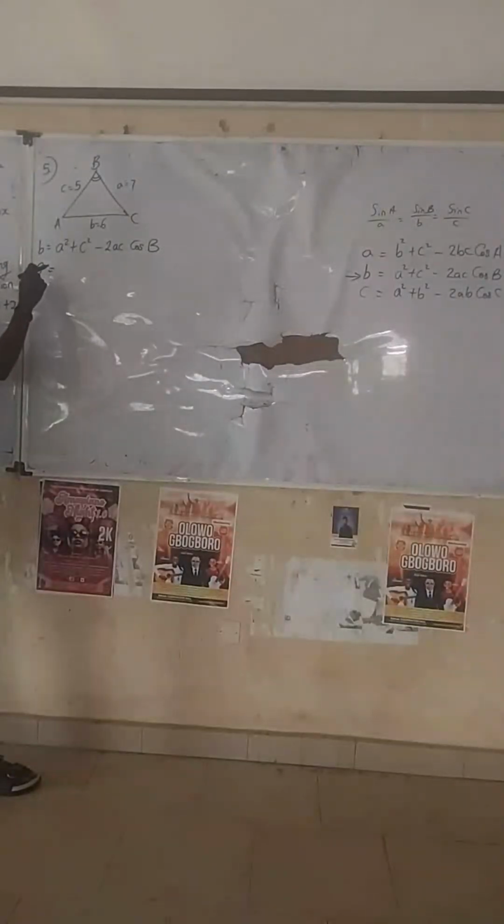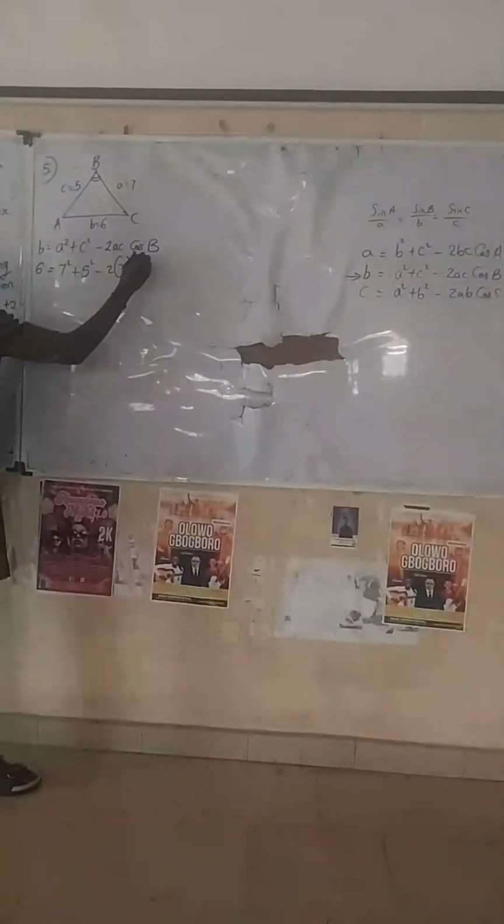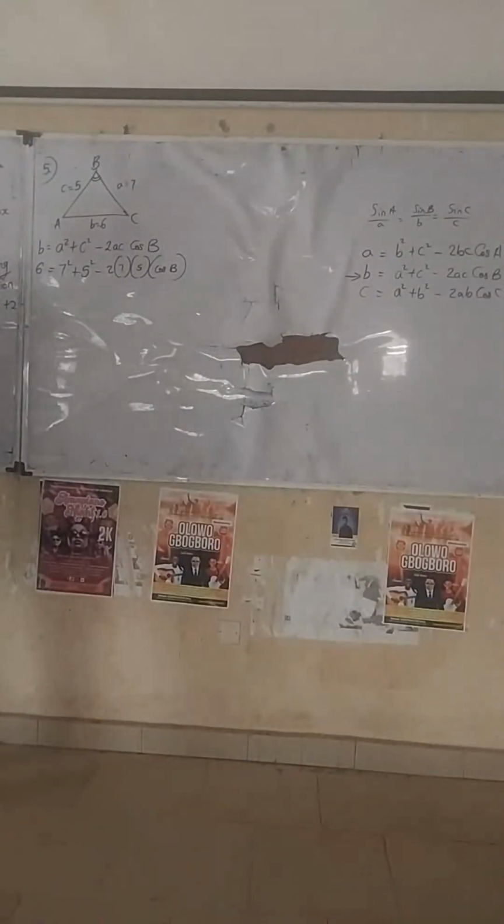So 6 equals 7 squared plus 5 squared minus 2 into 7 into 5 into cos B, right? We are just putting the values of each of them. So we have 6 root 2.